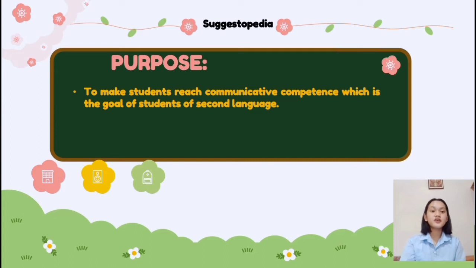So the purpose of Suggestopedia is to make students reach communicative competence, which is the goal of students of a second language. Its goal is to accelerate the process of language learning.